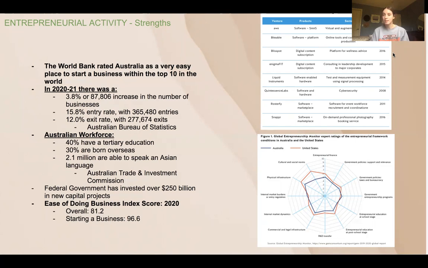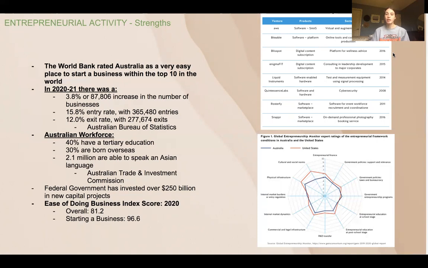So all of these statistics that are very reputable and credible are stating it's a really great place to start a business. It's attractive. The ease of market entry is superior to a lot of other places in the world. So that's very key for entrepreneurs to pay attention to when they're considering opening up a business in a country such as Australia.